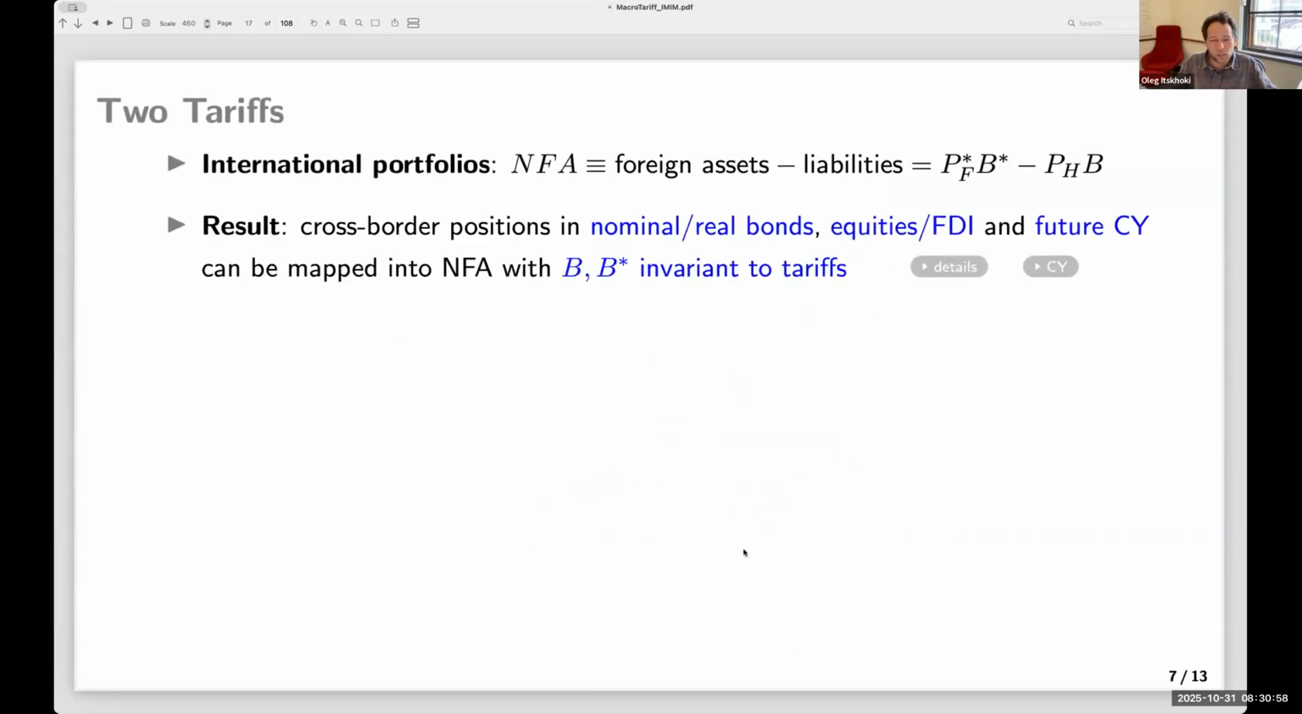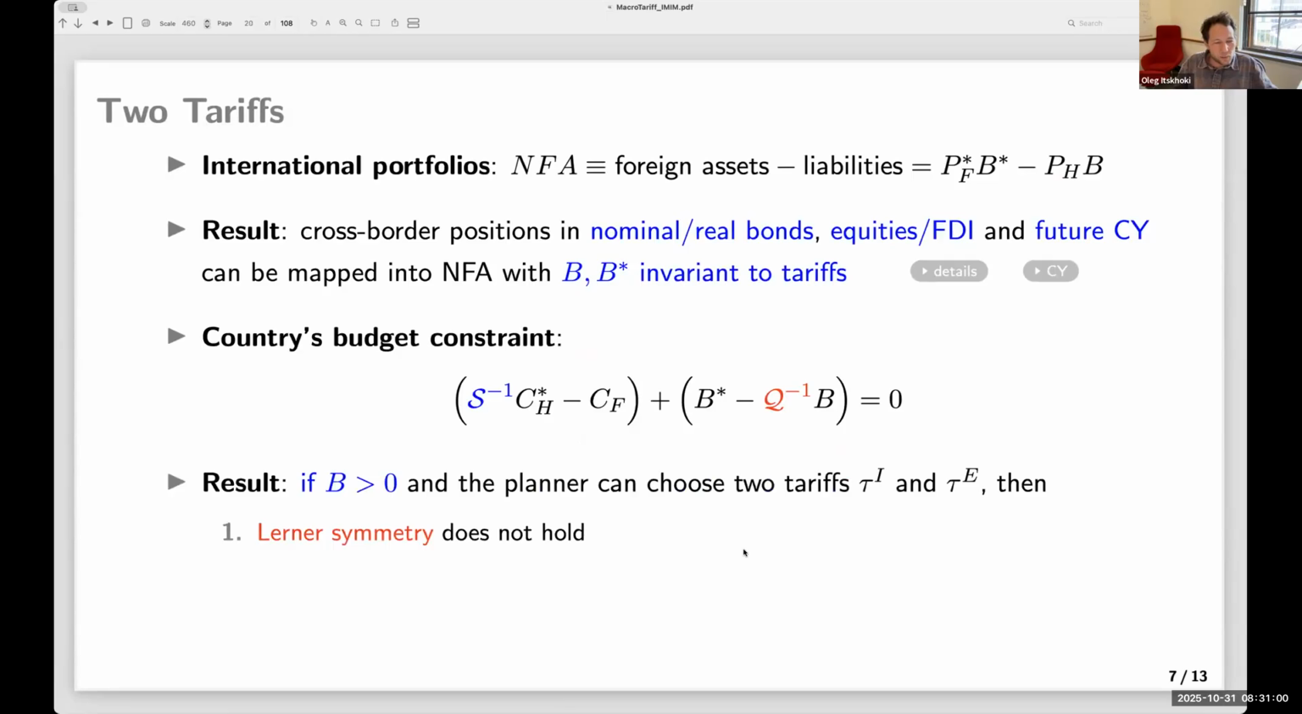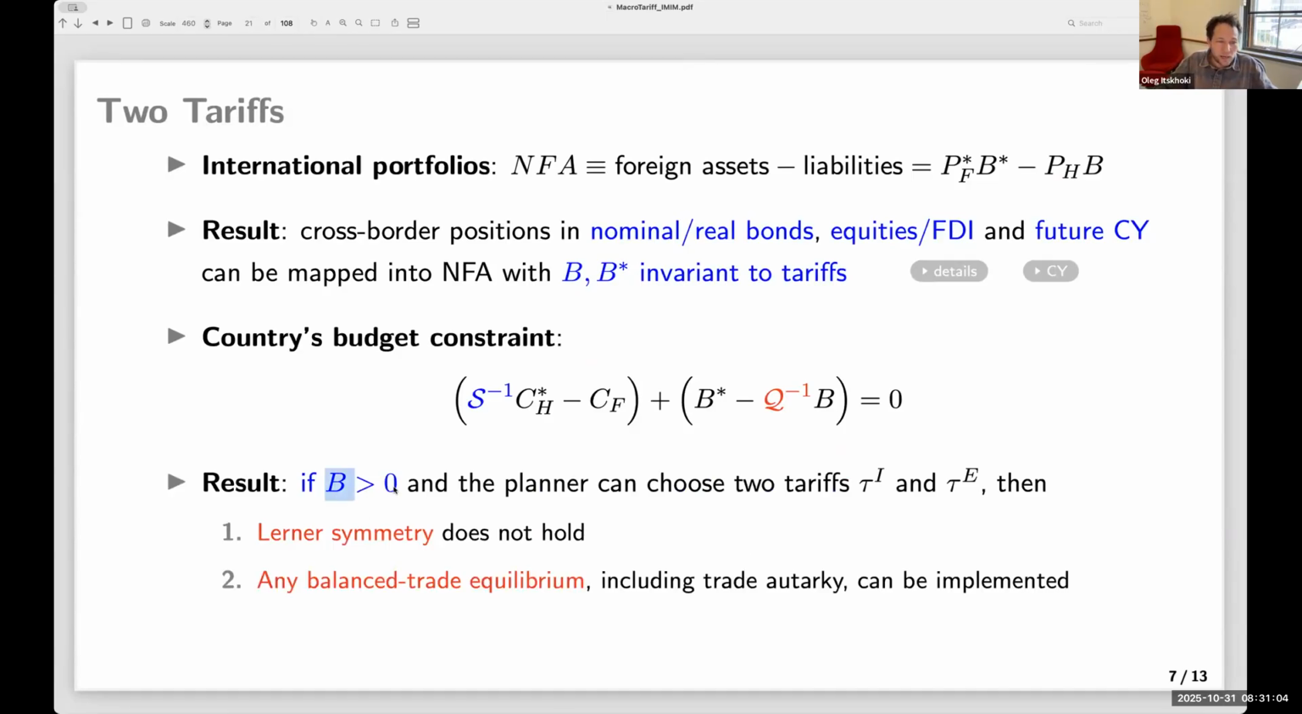But this does require two instruments. And so what's the intuition here? And it does require having B greater than 0. That effectively, by playing around with these two instruments, you can generate a transfer between the two countries. So the transfer moves you around in that Edgeworth box. And then you use the second instrument to get the terms of trade that you wanted.